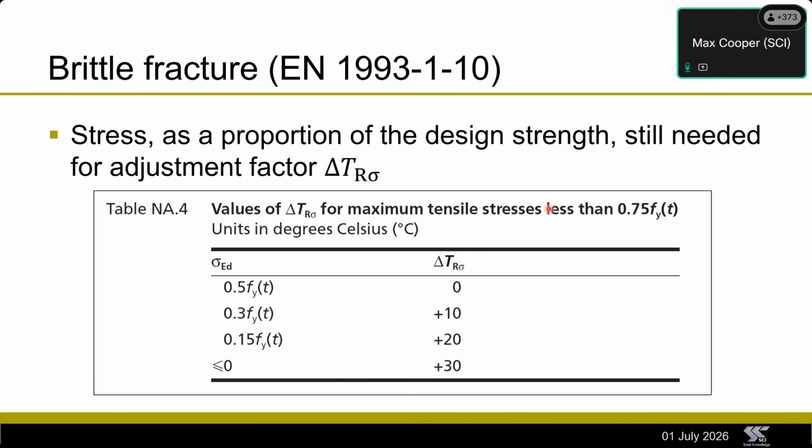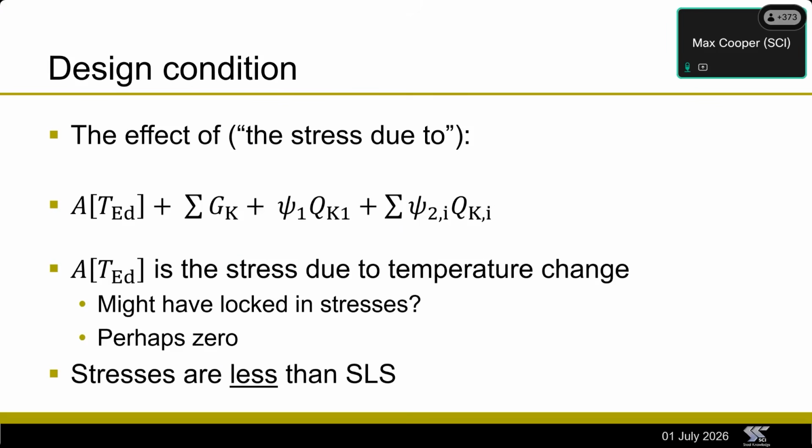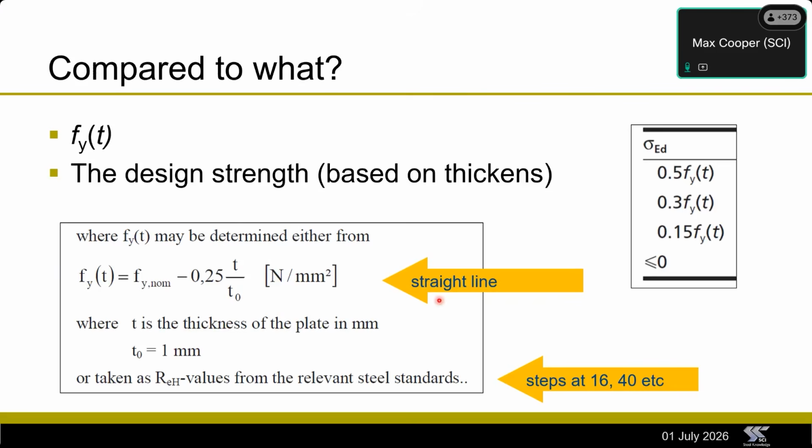However, there is an adjustment factor provided in the National Annex, the EN 1993 Part 1-10, which is this delta T R theta. And in order to select the correct value of this, we need to know the design stress as a proportion of the design yield. So the design stress is what we're going to focus on when we look at the design combination to be used for brittle fracture. Fy is a function of t, the design strength of the steel.